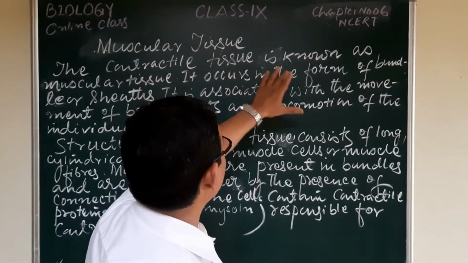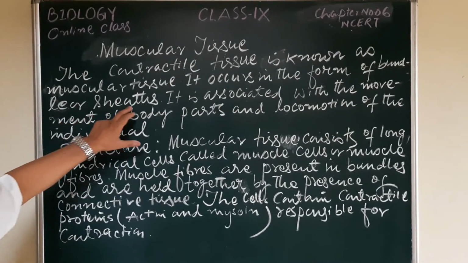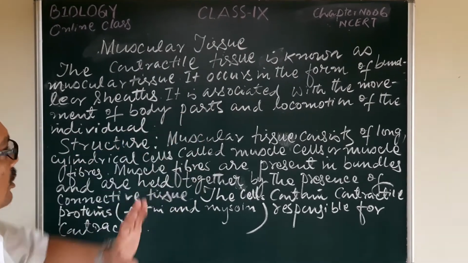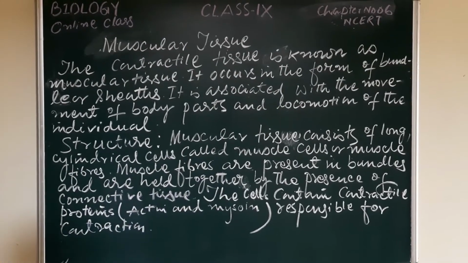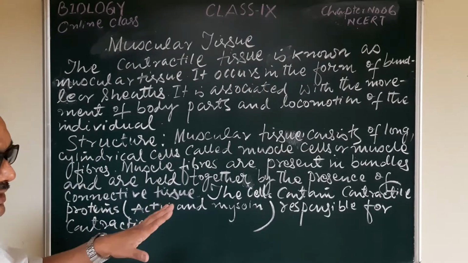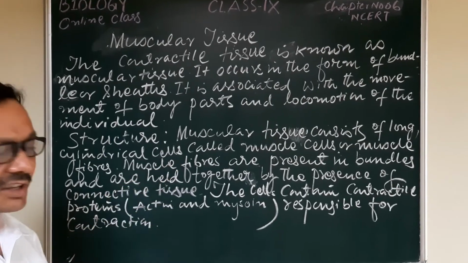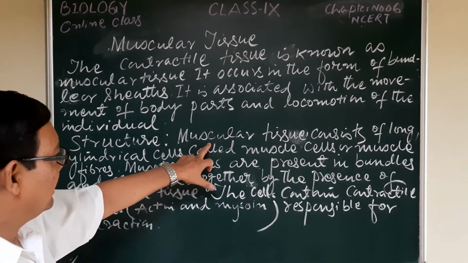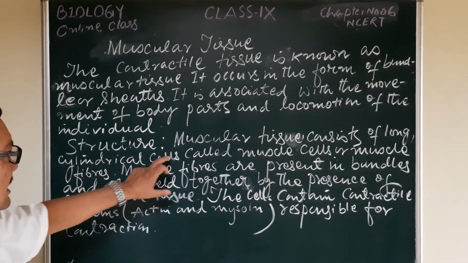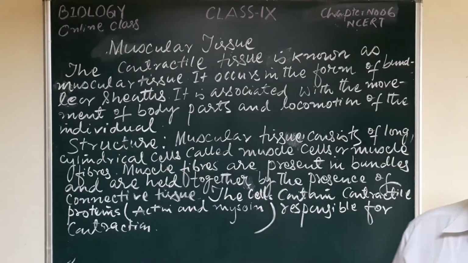The contractile tissue is known as muscular tissue. It occurs in the form of bundles or sheets. It is associated with the movement of body parts and locomotion of the individual. Now, what are its characteristic features, or what is the basis of its structure? Muscular tissues consist of long cylindrical cells called muscle cells or muscle fibers.